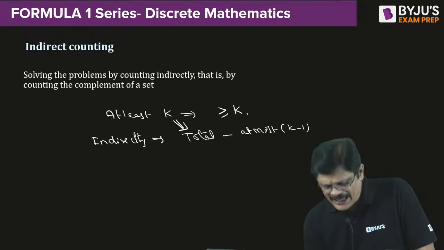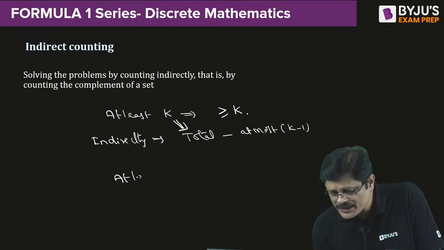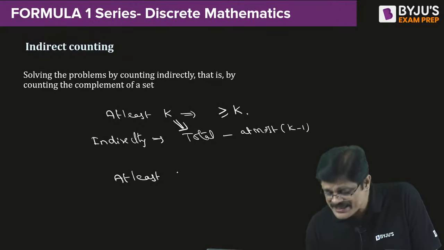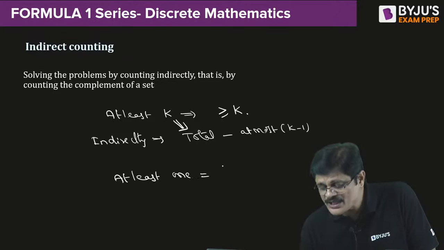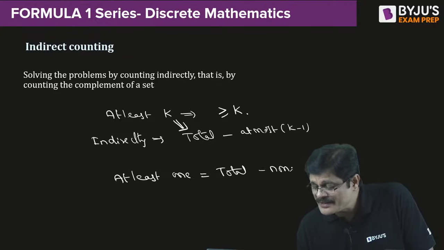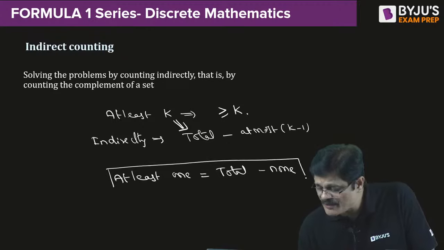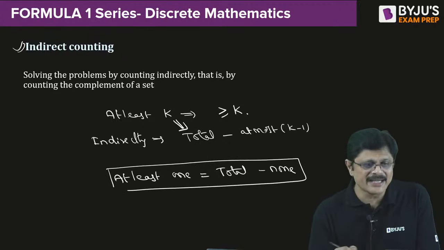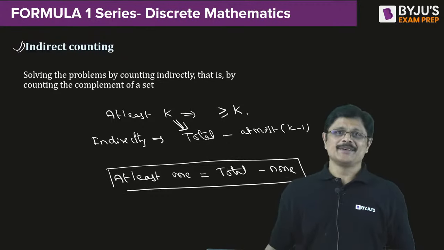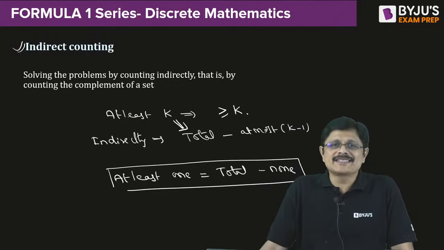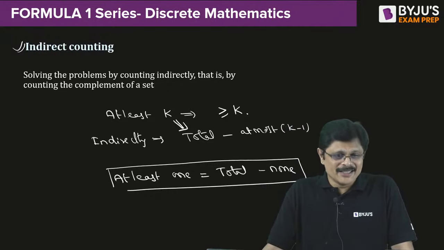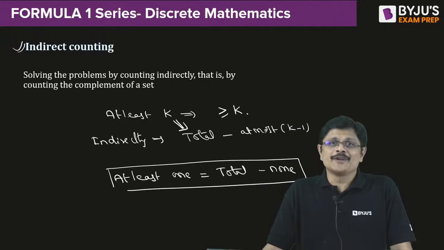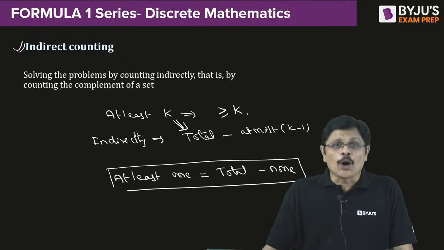Am I clear? And as I said, the most important result which is mostly asked is at least 1. At least 1 is total minus none. And this indirect counting plays a very important role in counting. We solve many problems with this indirect counting.